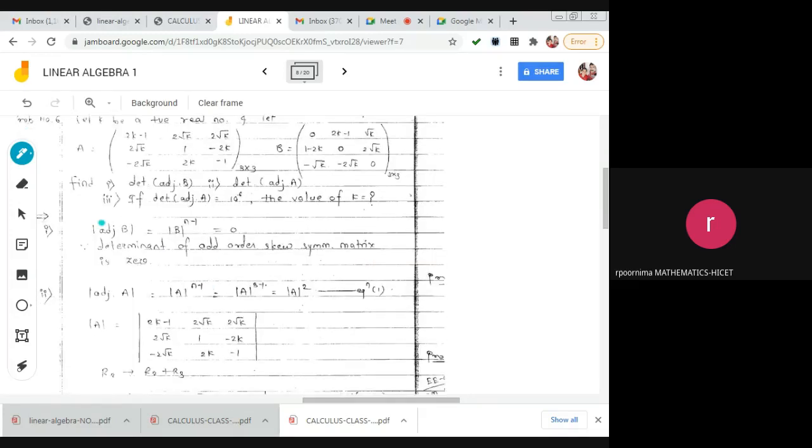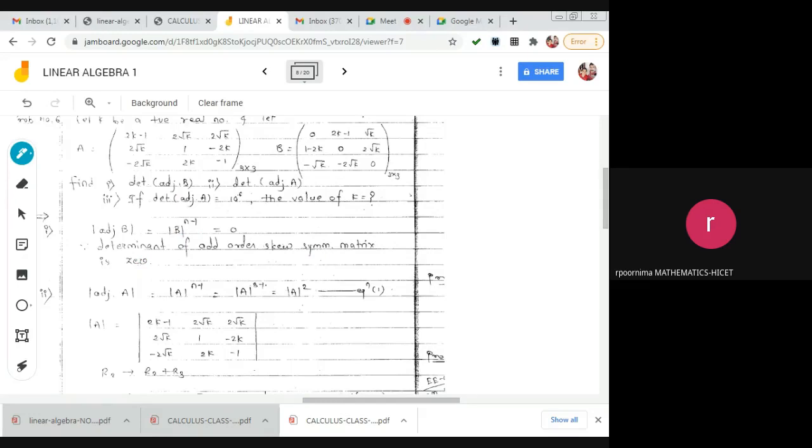Okay, so first you need to find the determinant of adjoint of B. That means, you know, it is determinant B to the power n minus 1. But the determinant of an odd order skew symmetric matrix is 0. We have studied that, no? So the answer is 0.